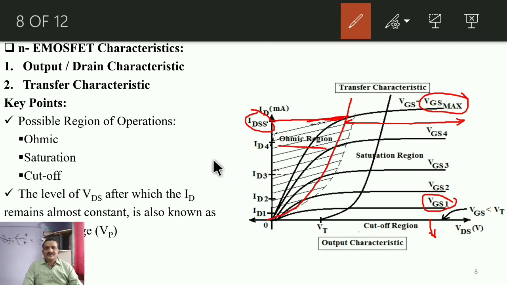That I already told. Now one more characteristic, that is the transfer characteristic. Whatever characteristic we discussed is between output voltage and output current, that is VDS and ID, by keeping the input constant at various levels, VGS1, VGS2, VGS3, like this. So this is known as the drain characteristic or output characteristic, as it is between output voltage and output current, that is VDS and ID.